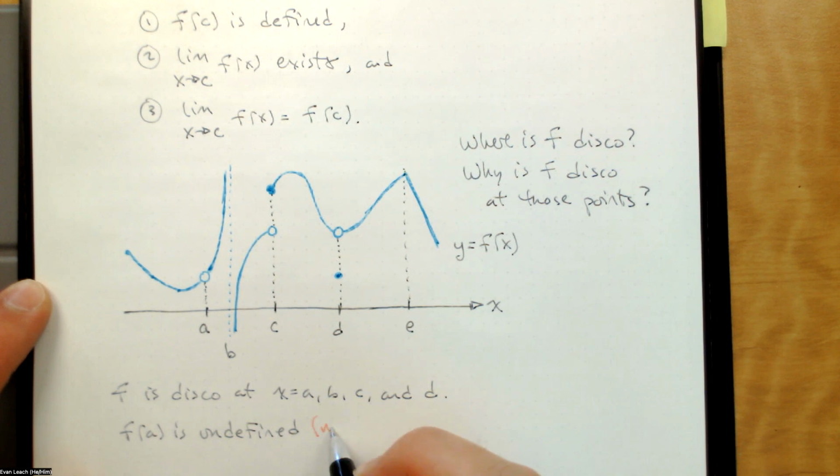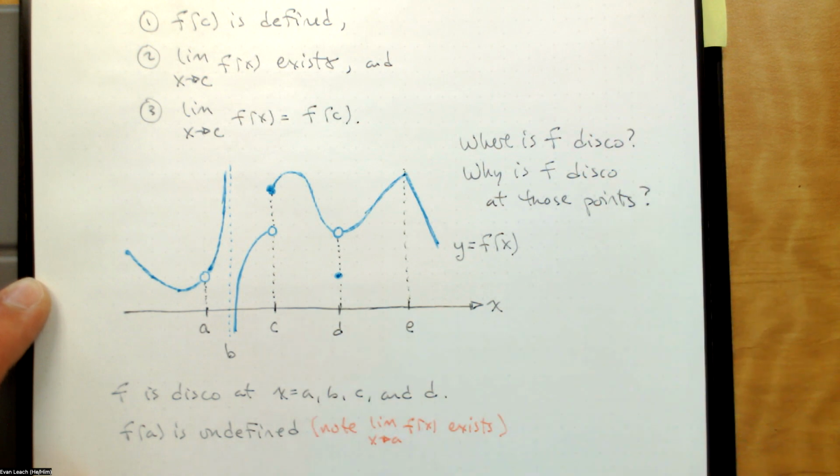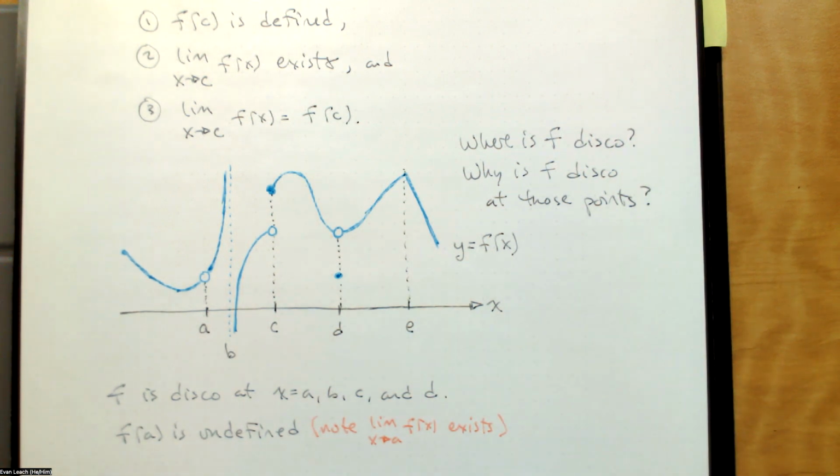So note, the limit as x approaches A of f of x exists. But that doesn't matter. The function is not defined, so it can't be the value of the limit. So A, discontinuous. What about at B?